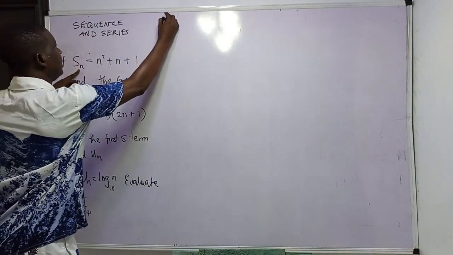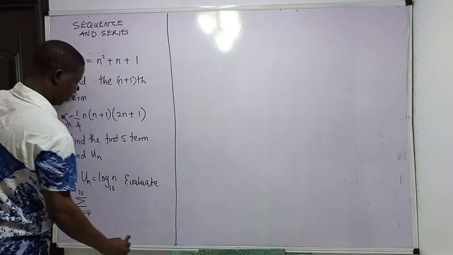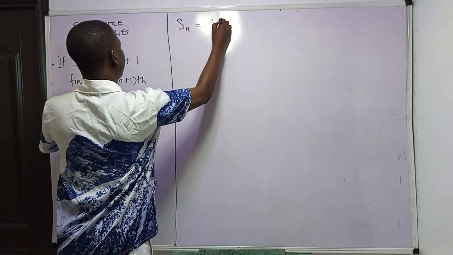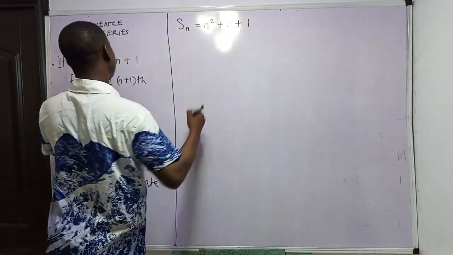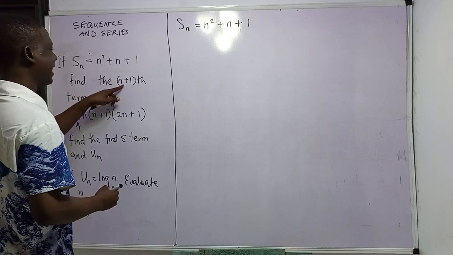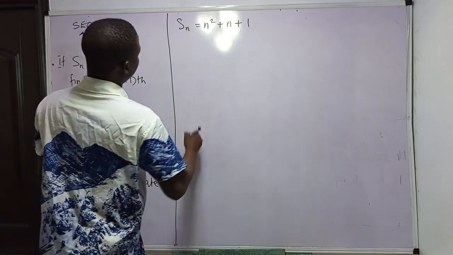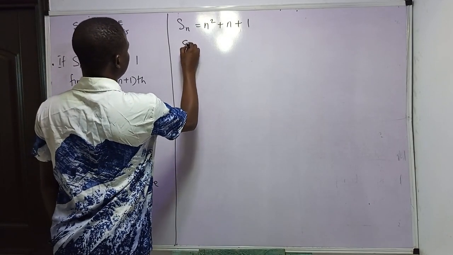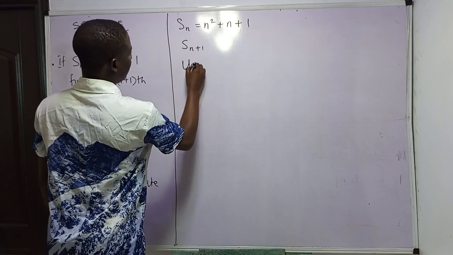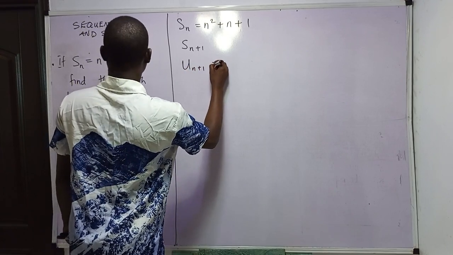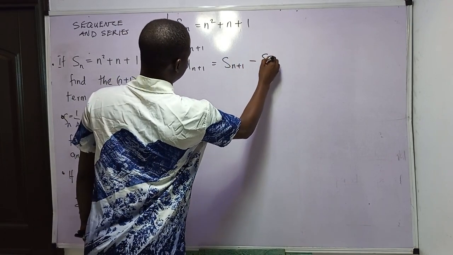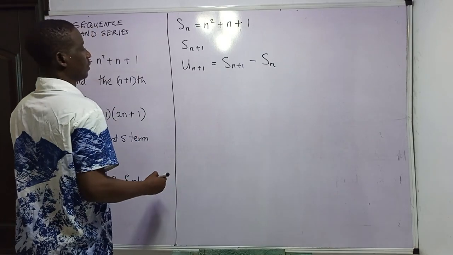It says the sum of n terms is equal to n squared plus n plus 1. Find the nth term, u n plus 1. Now first of all, let's find S n plus 1, because u n plus 1 is equal to sum of n plus 1 terms minus sum of n terms.